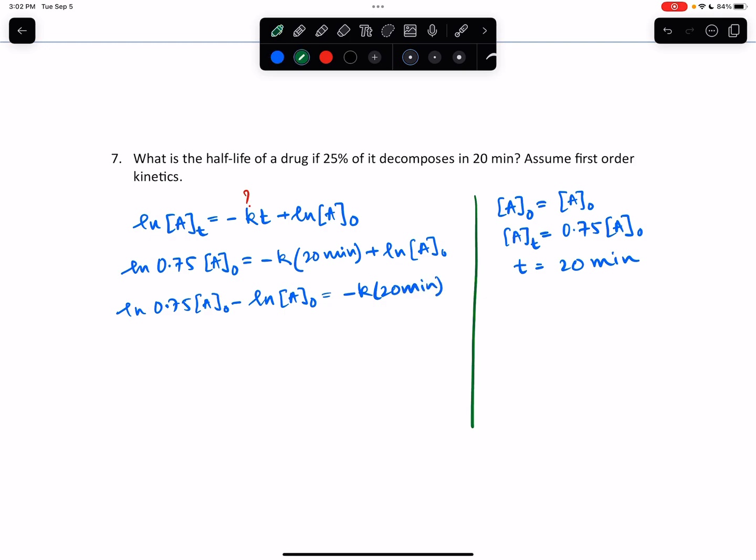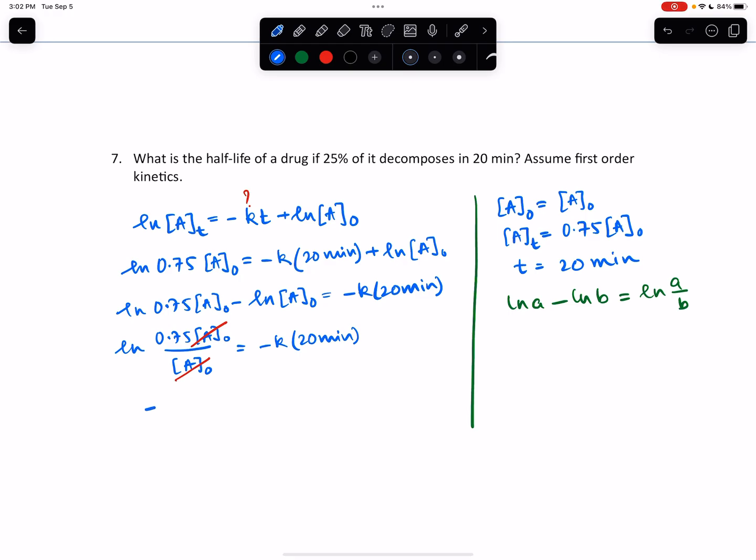Now let's recall the rule of logarithms. If you have ln of A minus ln of B, that is equal to ln of A over B. So that's what we're going to apply out here. So we have ln of 0.75 A naught over A naught is equal to minus k times 20 minutes. Now A naughts cancel out. And then what you end up having is ln of 0.75 gives us essentially minus 0.28768. And the numbers go on, but we don't need any more digits. That is equal to minus k times 20 minutes.